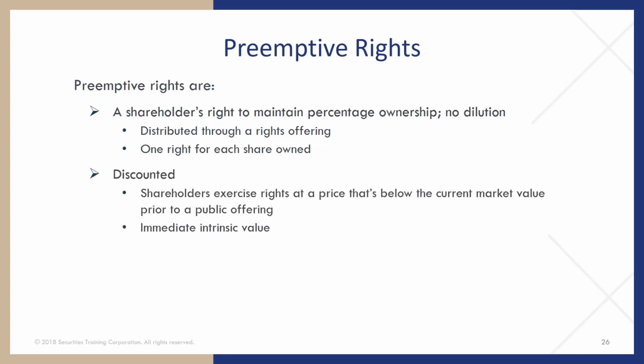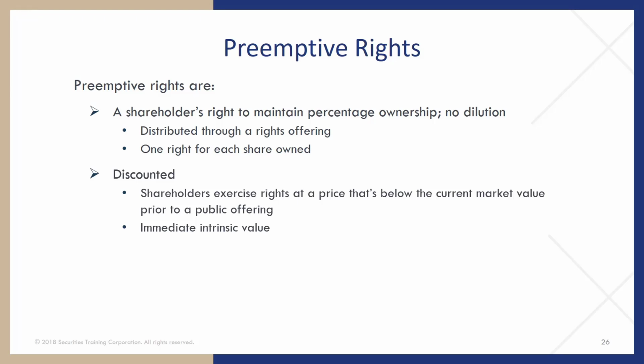Now that's discounted. Shareholders exercise rights at a price below the current market price prior to a public offering. And we use the term immediate intrinsic value. Let's go through that. A rights offering is a way in which a company that's already public can raise additional capital, kind of like a follow-on offering, but do it in such a way that, instead of asking a new group of shareholders to buy their shares, they go directly to the existing shareholders and say, hey, you like our stock, would you like to buy more of those shares? Especially when we give you a discount.